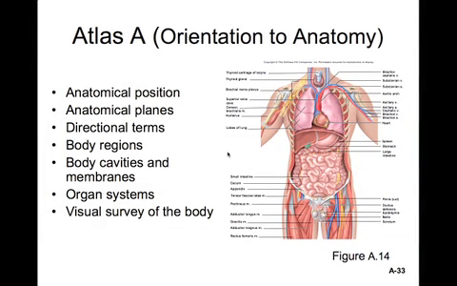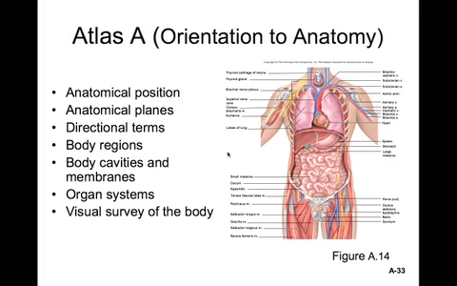So now let's explore Atlas A. In Atlas A, we're going to exclude some discussion of general anatomical terminology, the various body regions, the body cavities and their membranes, as well as a brief survey of the organ systems that you'll explore through the next 2 semesters.